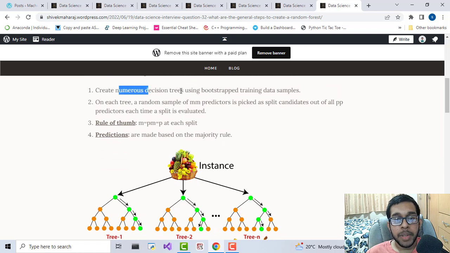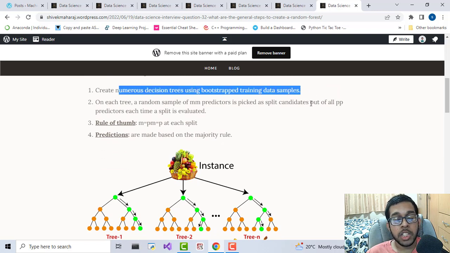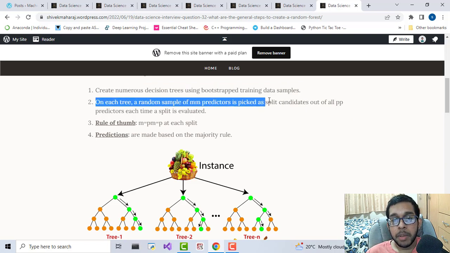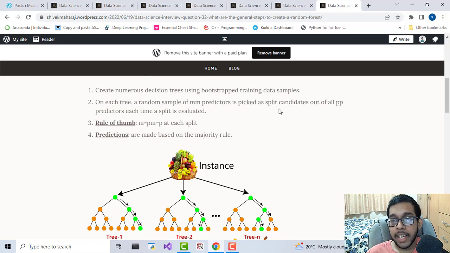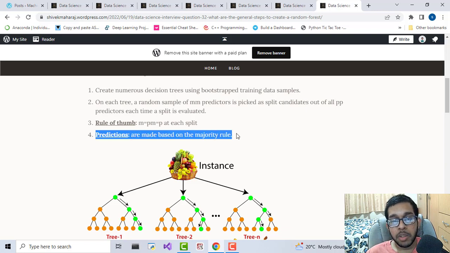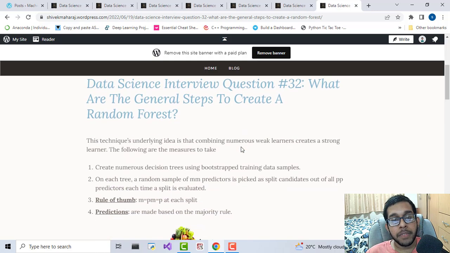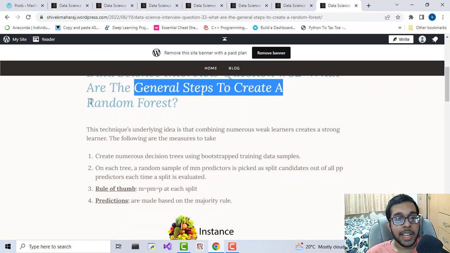Number 1. Create numerous decision trees using bootstrapped training data samples. Number 2. On each tree, a random sample of m predictors is picked as split candidates out of all p predictors each time a split is evaluated. Number 3. Rule of thumb: m equals the square root of p at each split. Number 4. Predictions are made based on the majority rule. That is a simple explanation, guys, for the general steps to create a random forest.